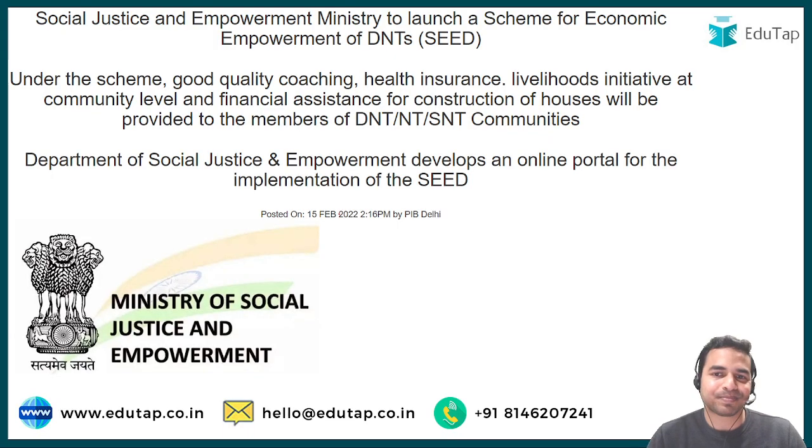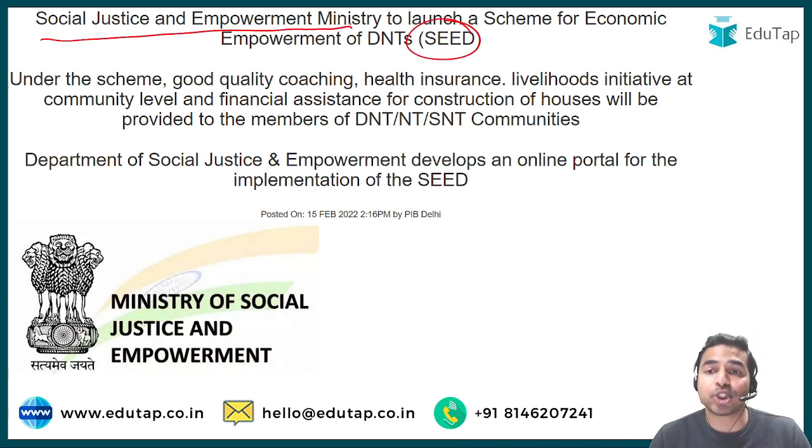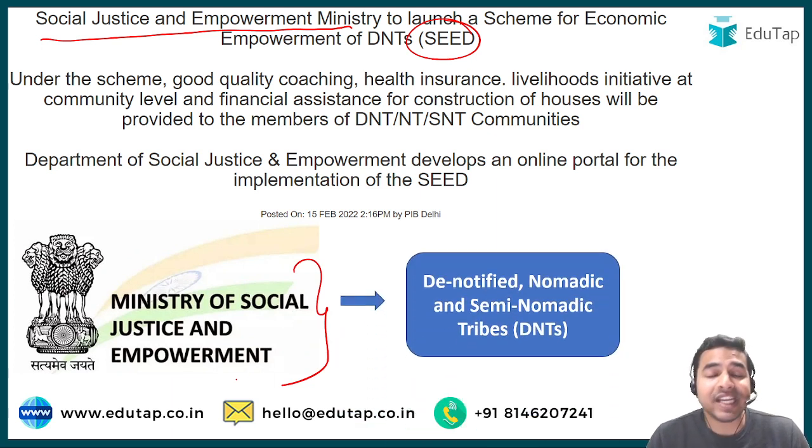Let's get started. So here you can see the main topic of today's discussion, that is the SEED scheme. The Social Justice and Empowerment Ministry is going to launch a scheme for the economic empowerment of DNTs. So what exactly are these DNTs all about? Here you can see that DNTs stands for the denotified, nomadic and semi-nomadic tribes.